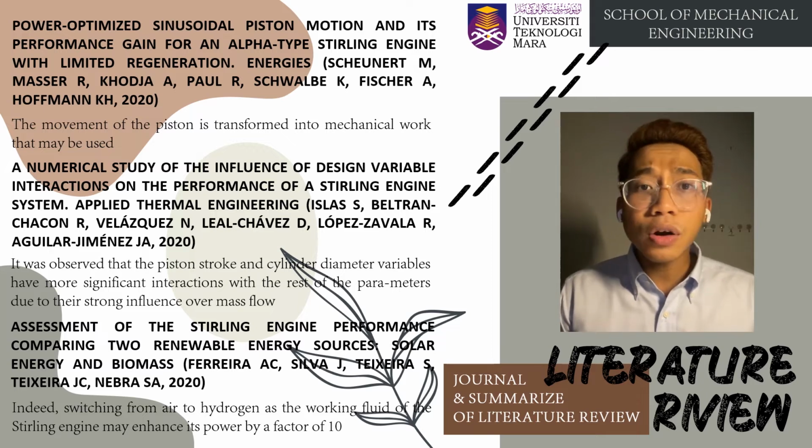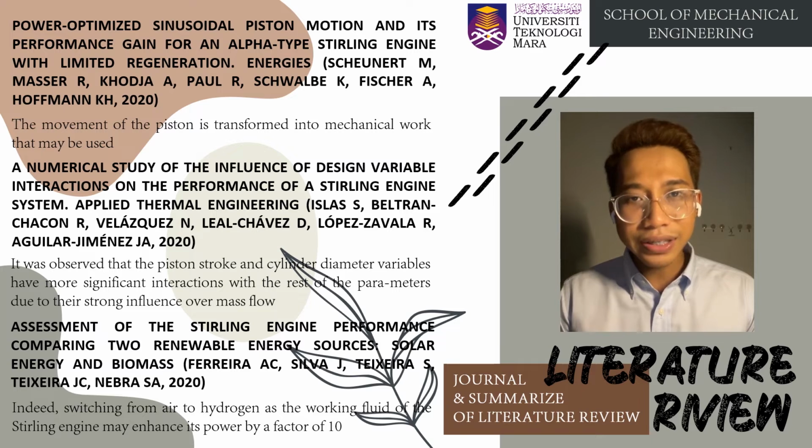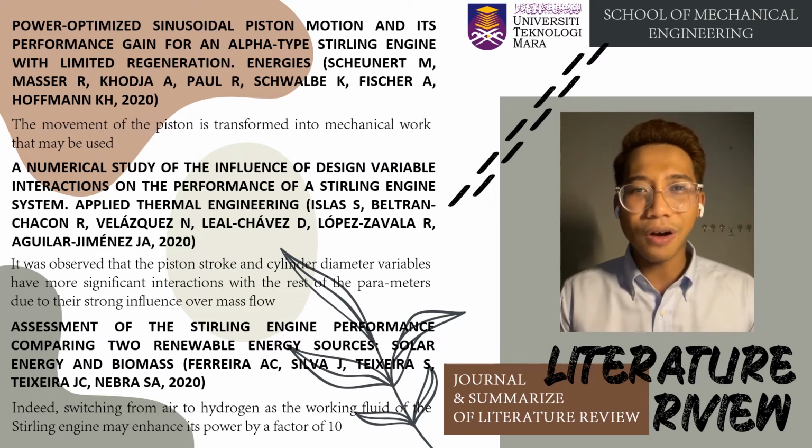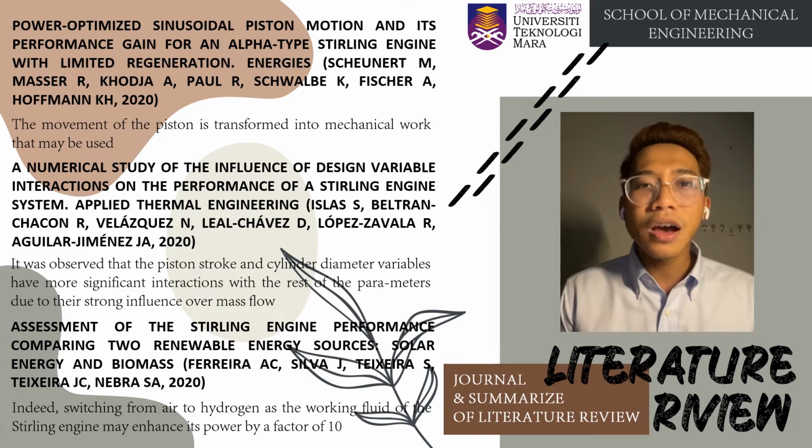Next, it was observed that the piston stroke and cylinder diameter variables have more significant interactions with the rest of the parameters due to their strong influence over mass flow, which has been highlighted in the Journal of A Numerical Study of Influence of Design Variable Interaction on the Performance of a Stirling Engine System, last and all published in 2020.